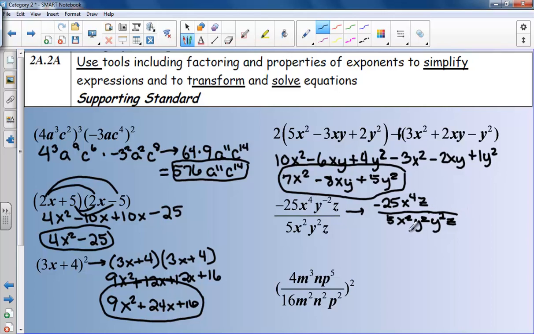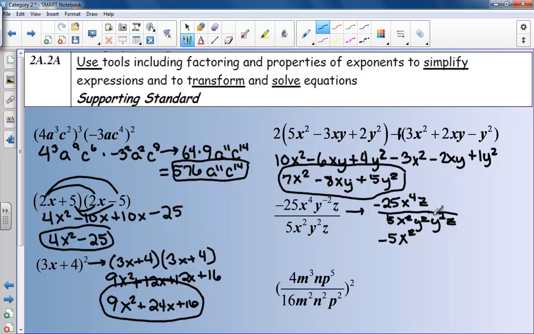Right, so now I have this. So I'm going to divide my coefficients. Negative 25 divided by 5 is going to give me a negative 5 in the numerator. I have 4 x's here, and again, you can expand this out and just mark through sets and see what's left. But I have 4 x's on the top, I have 2 x's on the bottom, which is going to leave me with 2 x's on the top.